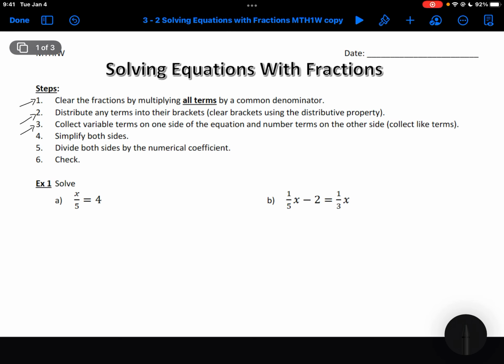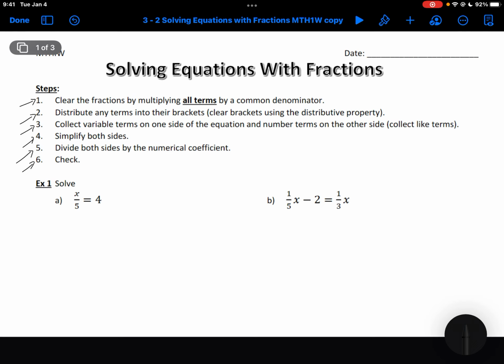Then we're going to collect variable terms on one side of the equation and number terms on the other side, which we've done before in our previous practice with solving equations. Then we're going to simplify, divide both sides by the numerical coefficient, and then you can check your answer. We'll do an example of a formal check on one of the examples, but you can also do a quick check by just subbing in on both sides.